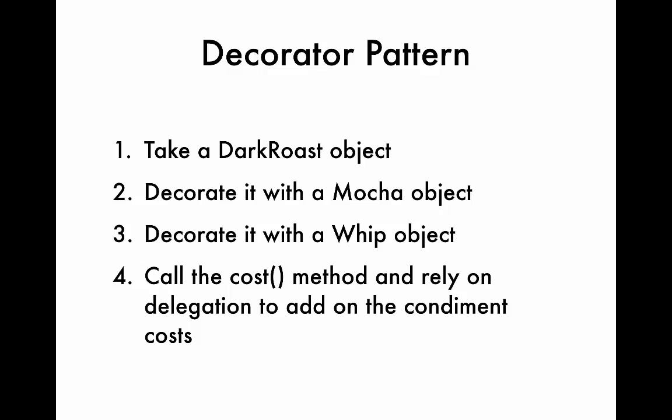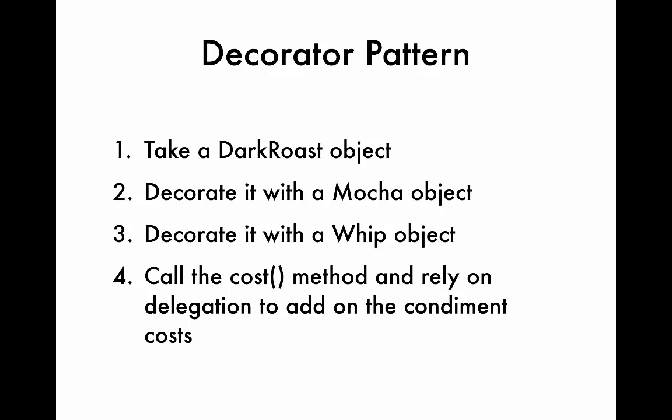Here's an example of how the decorator pattern works. We take a dark roast object, which is one of our base beverages, and then we decorate it or wrap it with a mocha object. Now we have a beverage object that we might call dark roast with mocha. So we can decorate or wrap our dark roast with mocha object with a whip object. And we end up with a beverage that might be called dark roast with mocha and whip.